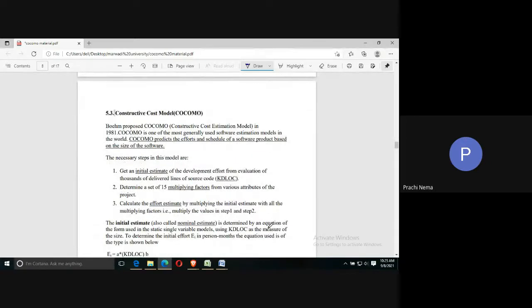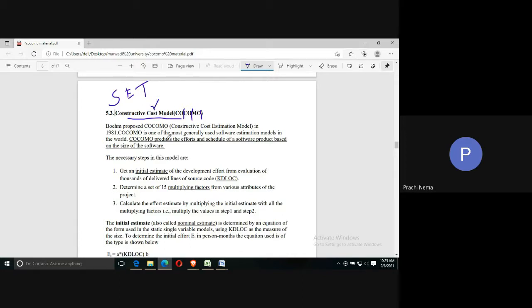Now see, finally after understanding how to calculate what is effort, what is time, and what is size when we talk about project estimation, finally comes a model which we should understand, that is COCOMO. CO stands for constructive, another CO stands for cost, and this is a model. So it will estimate the cost. How does it estimate the cost? Because the name itself says that it will estimate the cost.